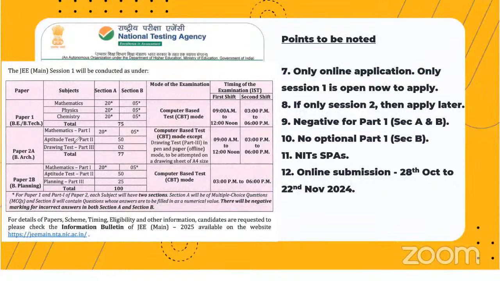JEE paper 2A will have 3 parts. The first one is the mathematics part. Part 2 is aptitude, and part 3 is the drawing test. Okay. So part 1 will have 20 questions, MCQs, section A, and 5 questions, numerical answer type questions. Now, this is where the surprises come up this year, that from this year onwards, you are not going to have optional questions in section B part 1.